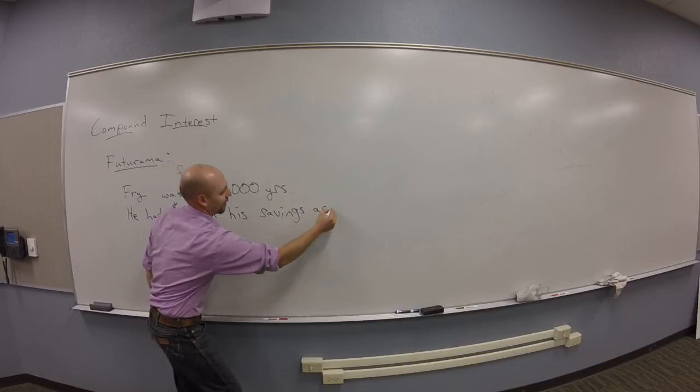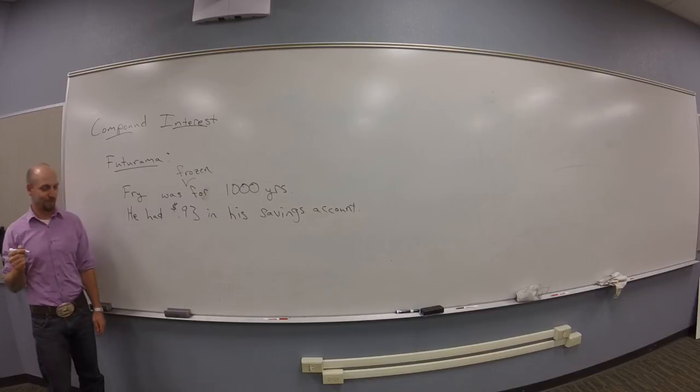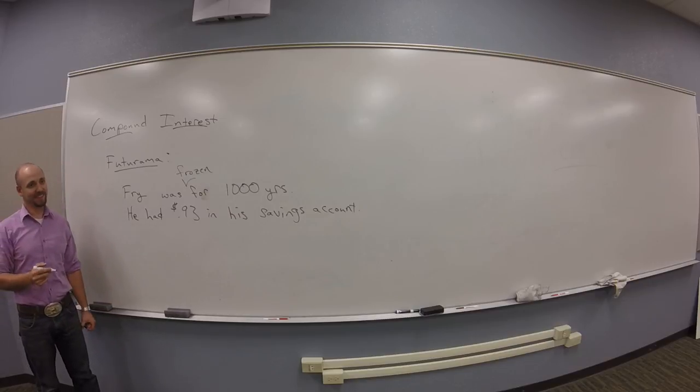Wow. What happens when you're a pizza delivery person? Yeah, that's what happens when you're a bad pizza delivery person. It was his tip for the day. Yeah, so he had 93 cents in his bank account when he was frozen.